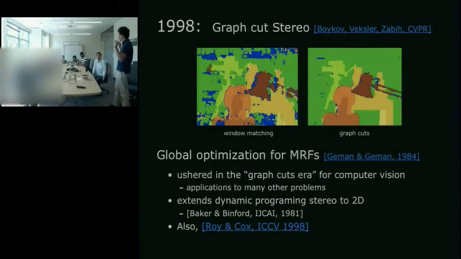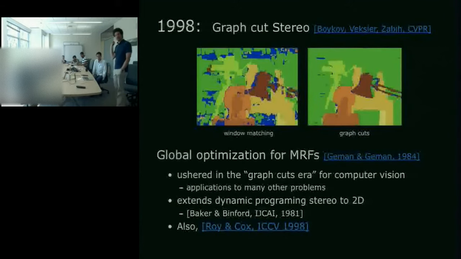Take the simplest possible way of comparing images, basically taking the difference of a pixel in the left image to a pixel in the right image, brain dead, but use a really good optimization algorithm. You can beat all this other stuff, just knock it out of the water. So this work really showed the power of optimization and ushered in the so-called graph cuts era for computer vision applications, all sorts of different problems. But in particular, it has been a really big development for stereo.